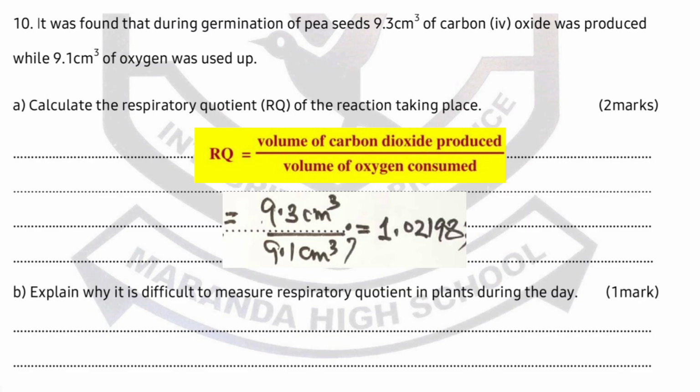So in this case, the carbohydrate was completely broken down, and that is the reason why at the end we end up having almost a ratio of 1:1 when it comes to comparing the volume of oxygen used against the volume of carbon IV oxide produced.